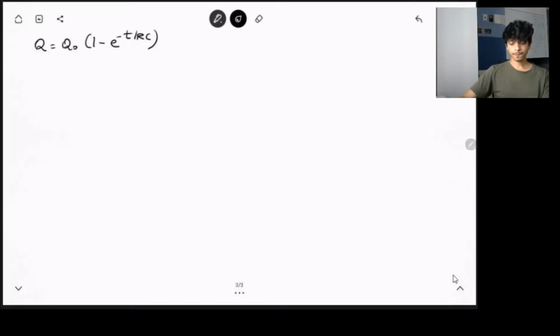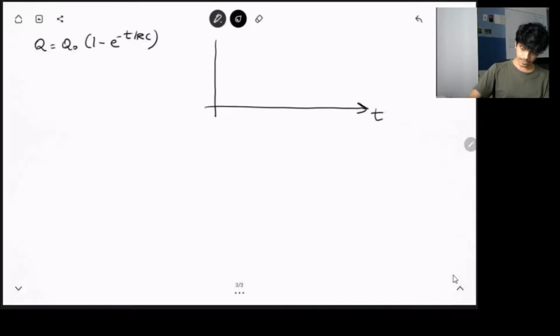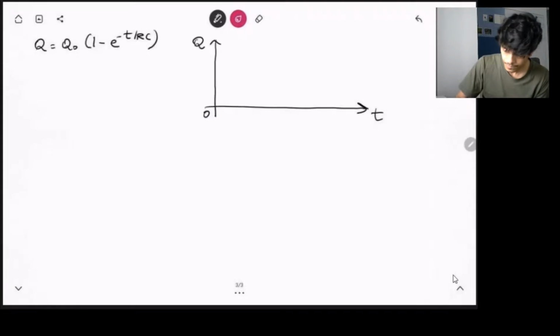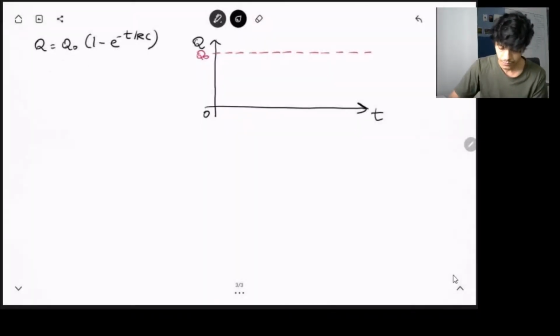What does this look like if I try to plot it? What does the time dependence of the charge look like? Let's see. So on the x-axis I plot time, on the y-axis I plot the charge. So suppose this is Q0. Can you see this color? Yes, you can. Then this function, if you plot it, it will look something like this.